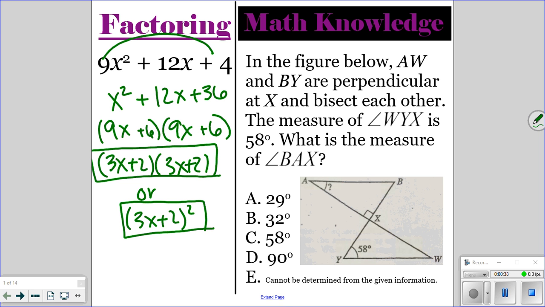Okay, for the math knowledge question, they tell us that AW and BY are perpendicular, shown by that right angle, and they bisect each other. So that means this side and this side are congruent, and that side and that side are congruent. And then they tell us that WYX is 58 degrees, and we want to know what is the measure of this angle here.